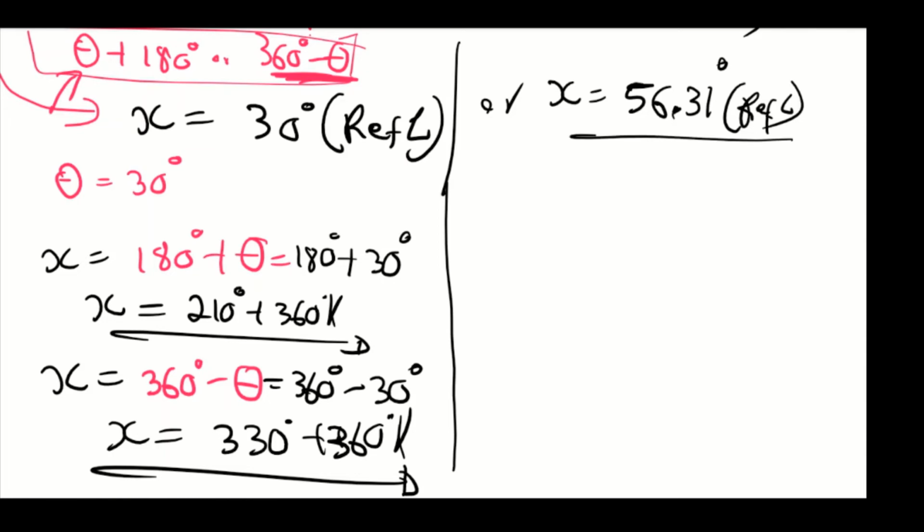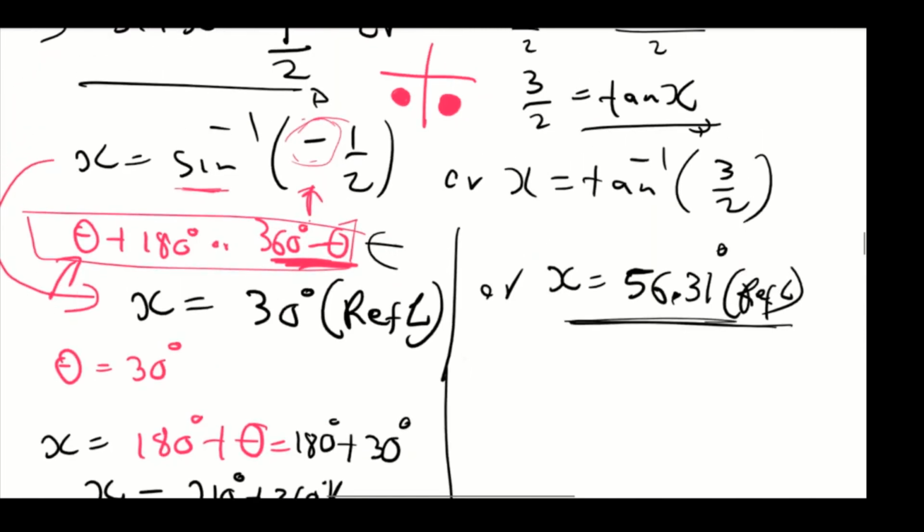So now coming to this one where the reference angle is 56.31, how do we find these angles here? Theta plus 180, whatever. So we look at our tan. Our tan in this case has a positive value of 3/2, right? So where is tan positive? You go to your Cartesian plane. It's positive here in the first quadrant, it's positive here in the third quadrant.